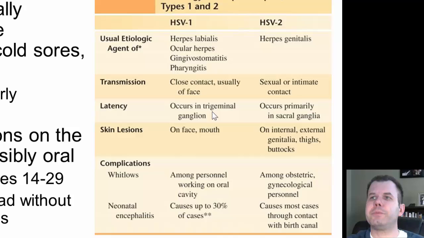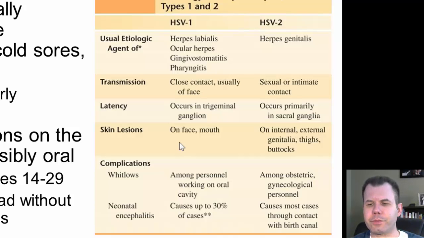of the cranial nerves. And then the latency, again, sits typically in the sacral ganglia of the lower back for the genitals. The skin lesions typically are on the face or on the mouth, and then the internal, external genitalia, sometimes on the other side on the buttocks and some of those areas, but typically in the lower regions.